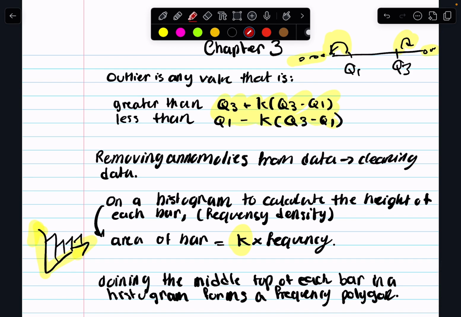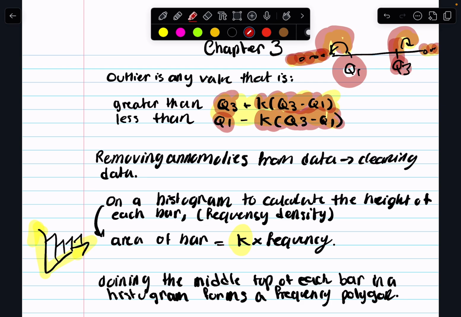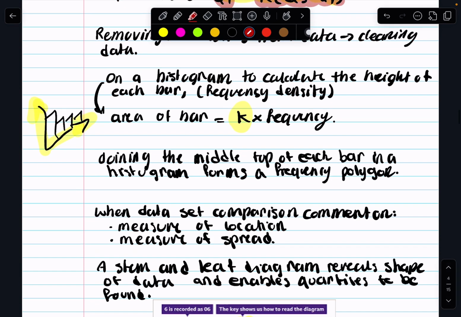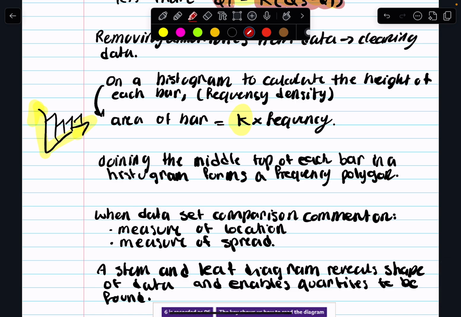An outlier is any value that's less than your lower quartile minus a multiple of your IQR, or greater than your upper quartile plus the same multiple of your IQR. What that means is basically if I go less than my Q1 by that amount, then that's going to be an outlier. And if I go above my Q3 the same amount, that's also going to be an outlier. So if you remove outliers from your data, you're practically cleaning your data, okay?